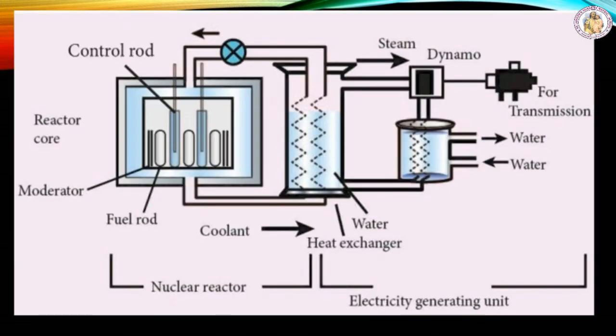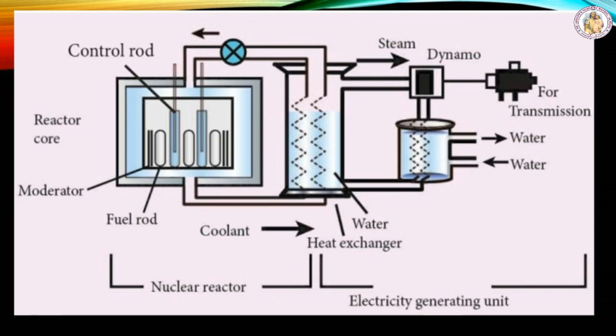Let's see fuel. A fissile material is used as the fuel. The commonly used fuel material is uranium. Moderator. A moderator is used to slow down the high energy neutrons to provide slow neutrons. Graphite and heavy water are the commonly used moderators.